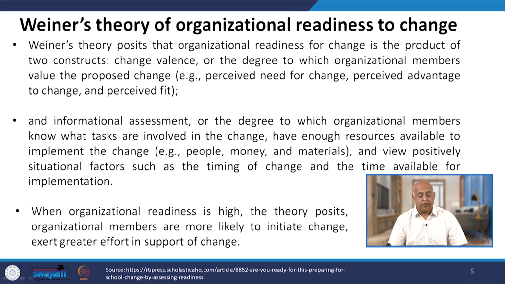Now, we will discuss each factor in detail. Weiner's theory posits that organizational readiness for change is the product of two constructs. The first one is change valence, or the degree to which the organizational members value the proposed change, for example, perceived need for change, perceived advantage of change and perceived fit. The second is informational assessment, or the degree to which organizational members know what tasks are involved in the change, have enough resources available to implement the change, such as people, money and materials, and view positively situational factors such as the timing of change and the time available for implementation.